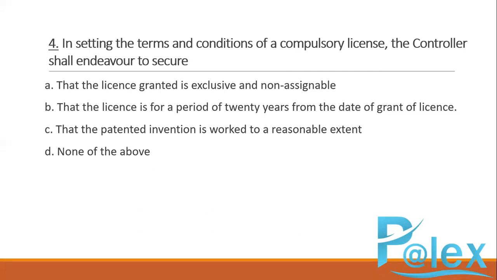And second thing, 20 years from the grant of a license, till that time, the patent would have already expired because CL is applicable only after grant and when 3 years have passed, as well as the invention has not been worked out. So the correct answer to this is D actually. C says the invention is worked to a reasonable extent. If you look at Section 90, you would see that none of these clauses are included. The invention is worked to fullest extent. That's what is mentioned under Section 90.